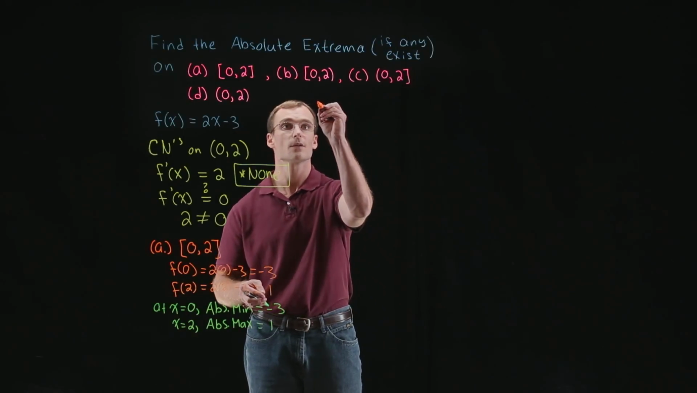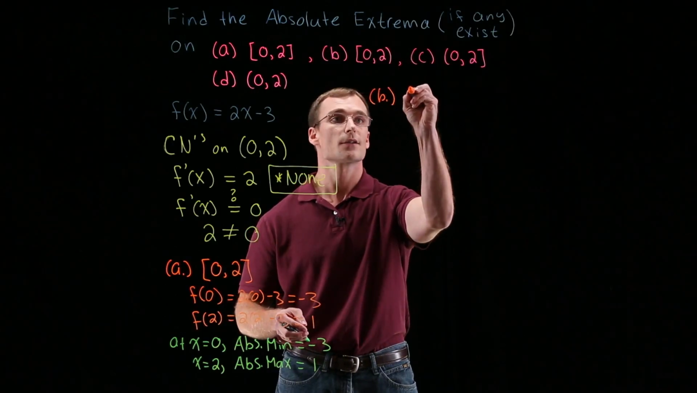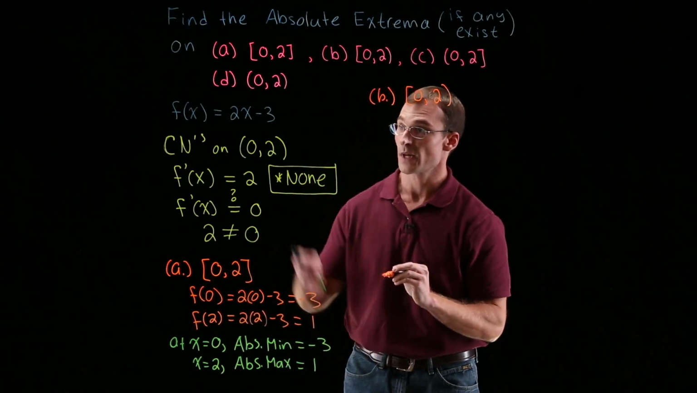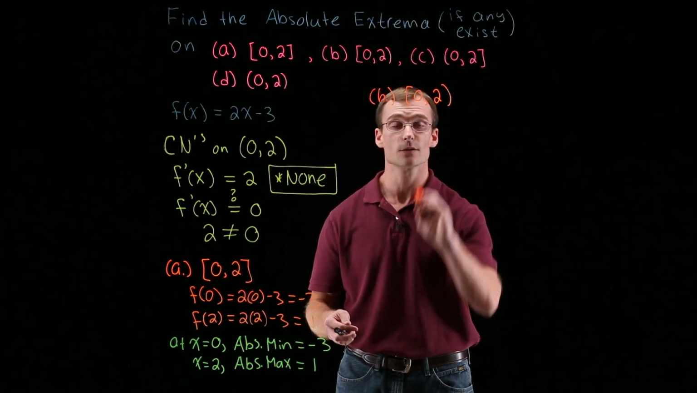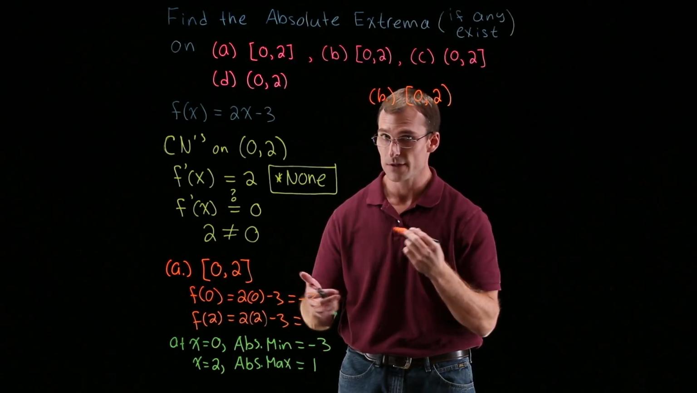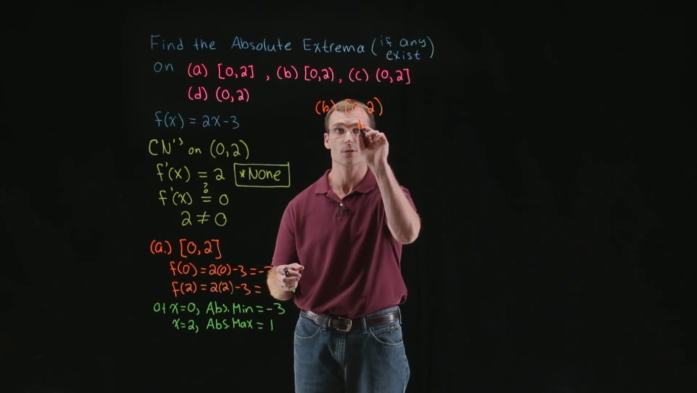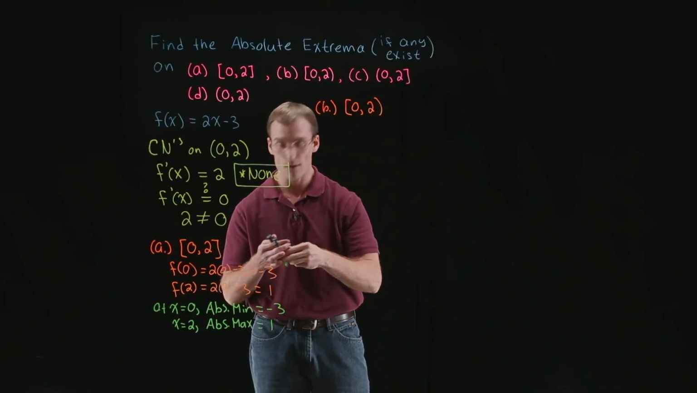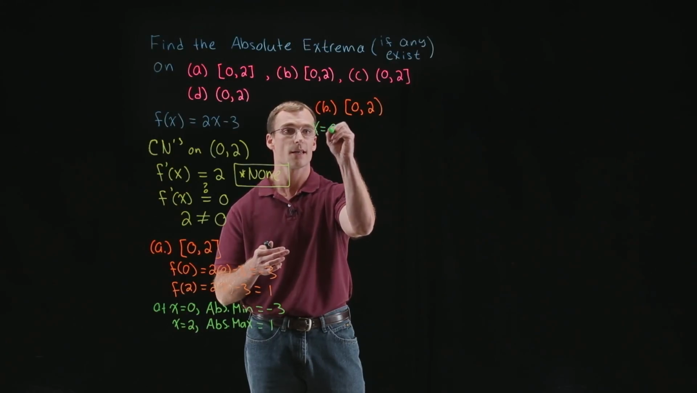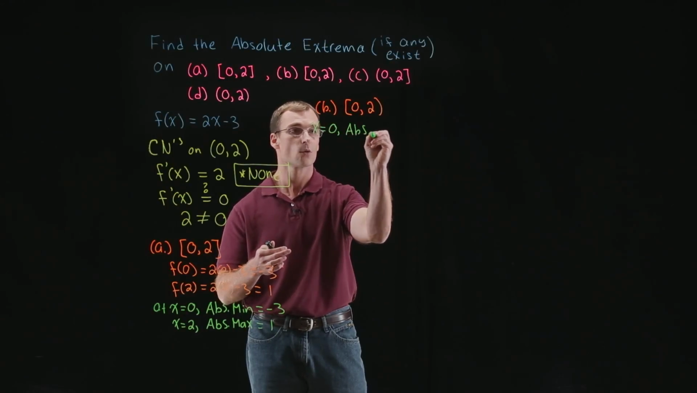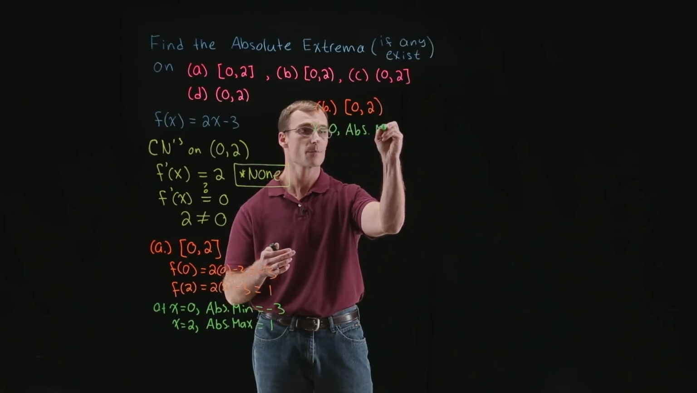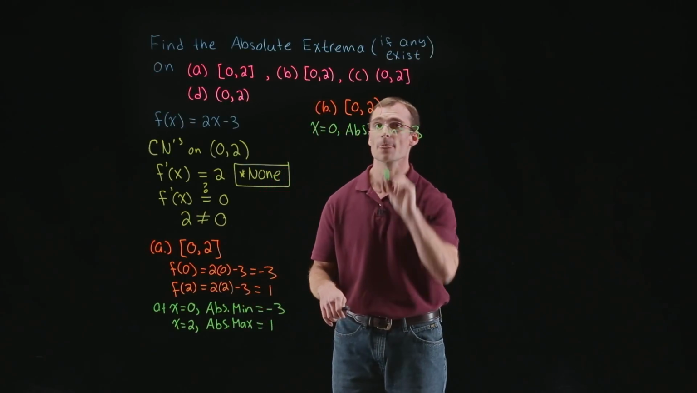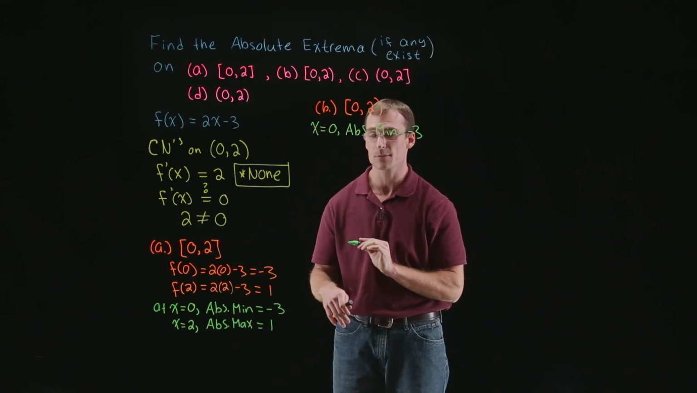All right, so let's take a look at the next interval. Our next interval is closed at 0 and open at 2. Since we have the same function and basically the same interval, just not including 2, everything we just did still holds. We don't have any critical numbers, so there are no candidate points on the inside for where we'd have absolute maxes or mins. So again, at x equals 0 we have an absolute minimum at negative 3.